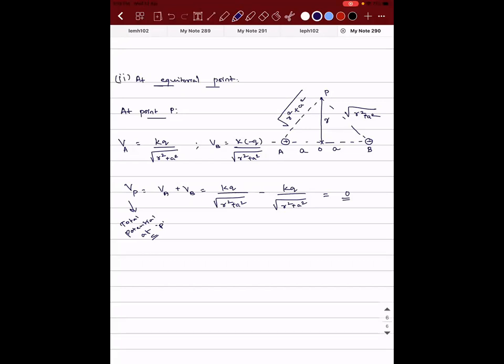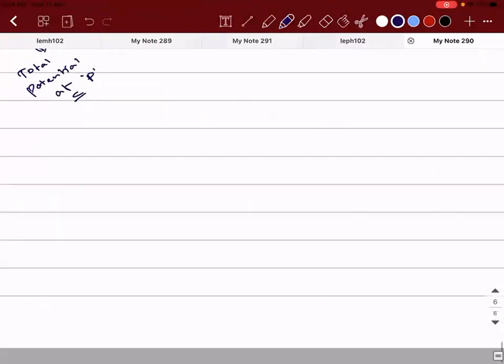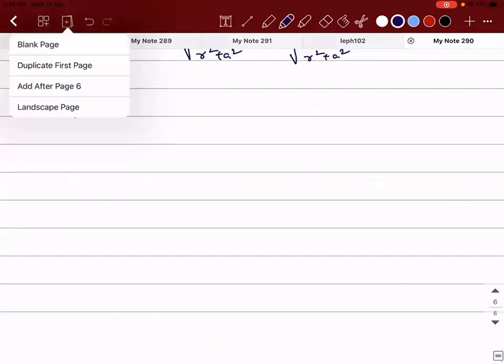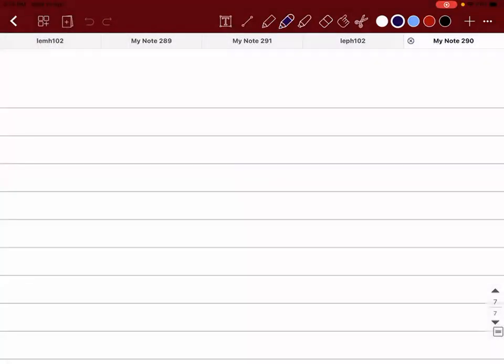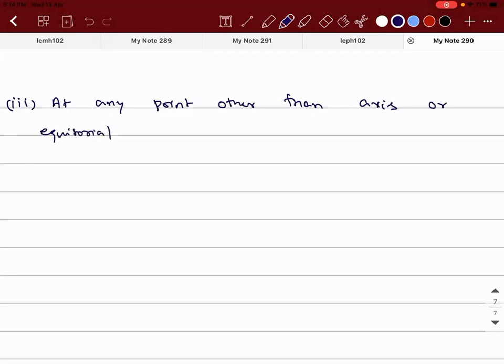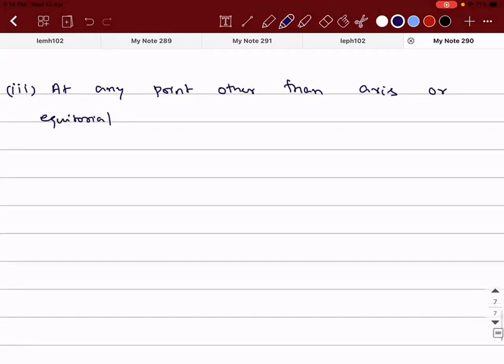Okay. Done. The next point is how will you find the electrostatic potential due to the same system at any random point? At any point other than axis or equatorial. Not any point in the dipole, any point in the plane.